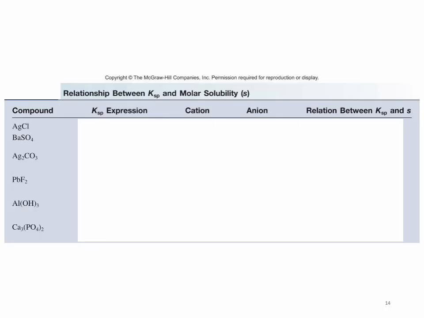Okay, this table is just a way for you to help and practice the questions. For example, what is the KSP expression for this salt? What would be the concentration of the cation here, concentration of anion here, and what would be the relationship between KSP and S? Only difference here is that they are using molar solubility as S, whereas we used it as X. We are just using a different letter for it, so it's not anything much different.